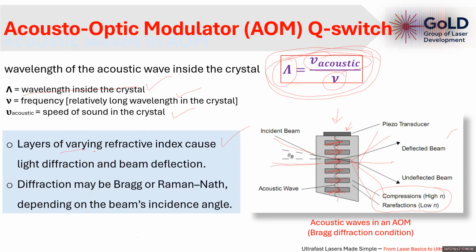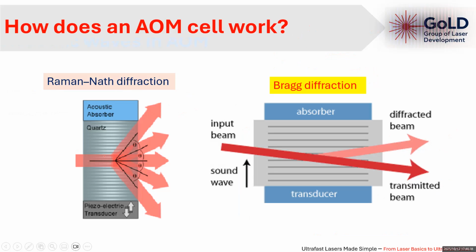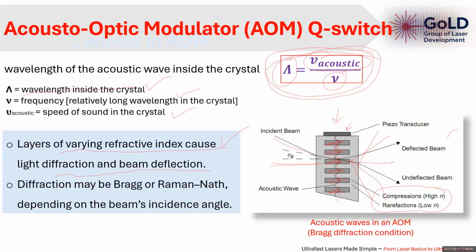Here you can read, the layers of varying refractive index cause the light diffraction and beam deflection. Okay, and varying refractive index, keep this in mind. So here, this is mentioned: compression and refraction. Because of these sound waves passing through the quartz crystal, the refractive index is changing periodically, high, low, high, low, high, low. And because of this high and low, obviously the light will not pass through straight away. It acts like a grating.